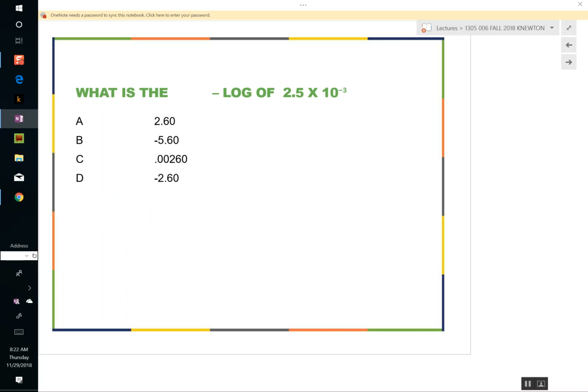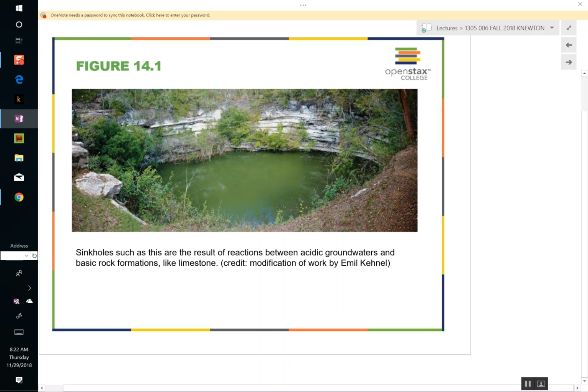I'm not sure what this one is. Let's just get this answer real quickly. You go ahead and do this one. The negative log of 2.5 times 10 to the minus third. .60? Yeah. All right, so there's a couple to just test yourself.